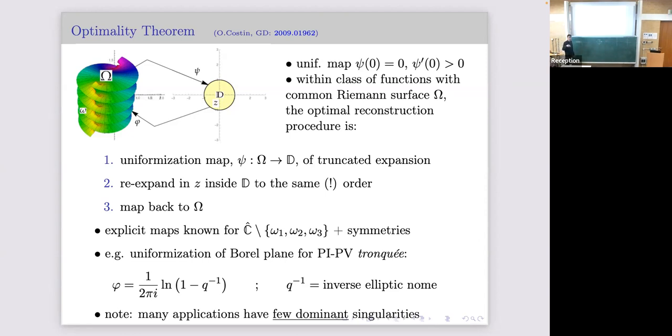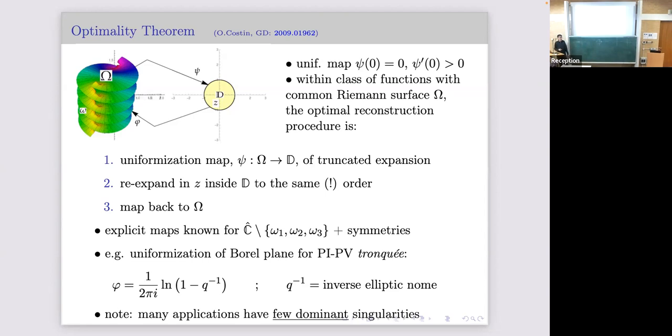You re-expand in that variable, and it's important that you re-expand to the same order. This is subtle. You might think that if you expand to further orders, it gets better, but it actually is a sweet spot where it's optimal to expand to the same order; the errors grow as you go away from it. And then you can map back to the original Riemann surface. So the difference now is using a uniformizing map rather than a conformal map. I'll explain what that means.